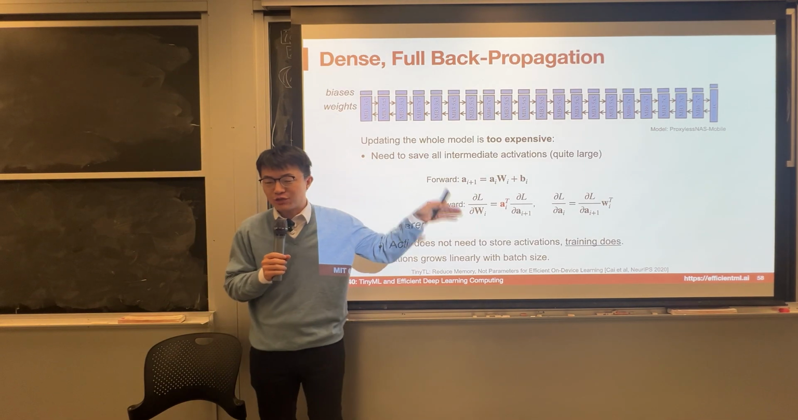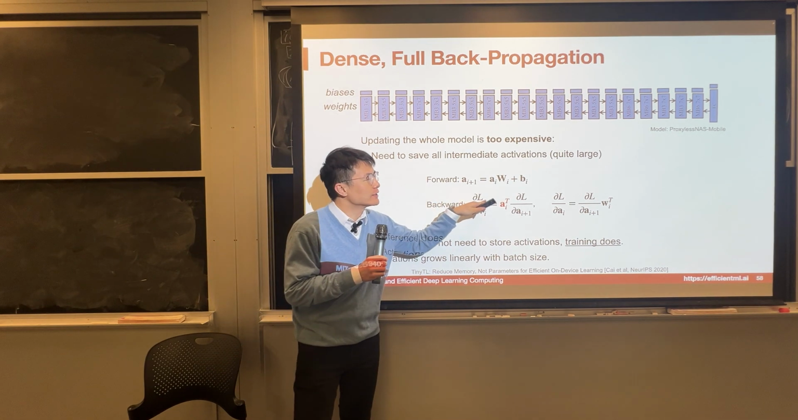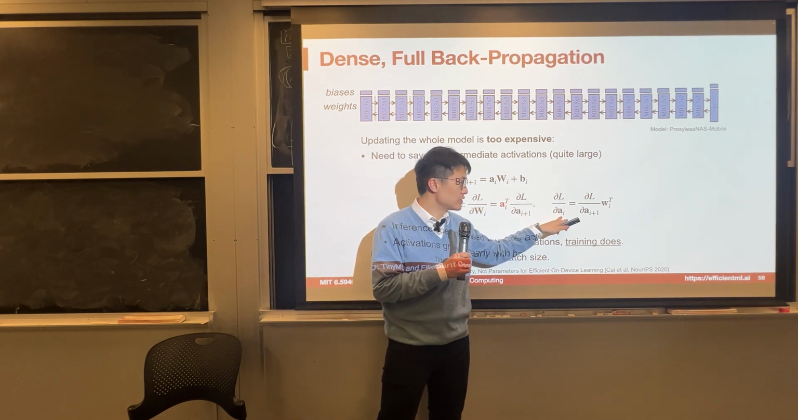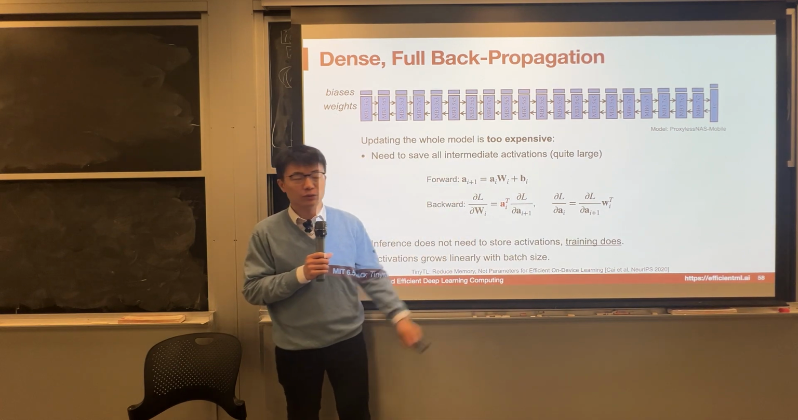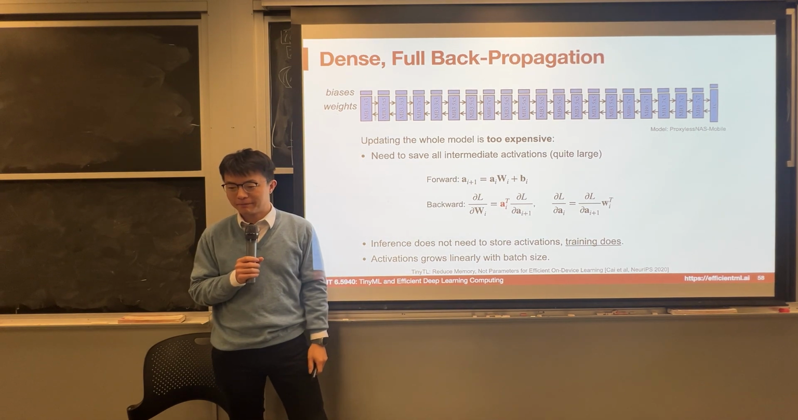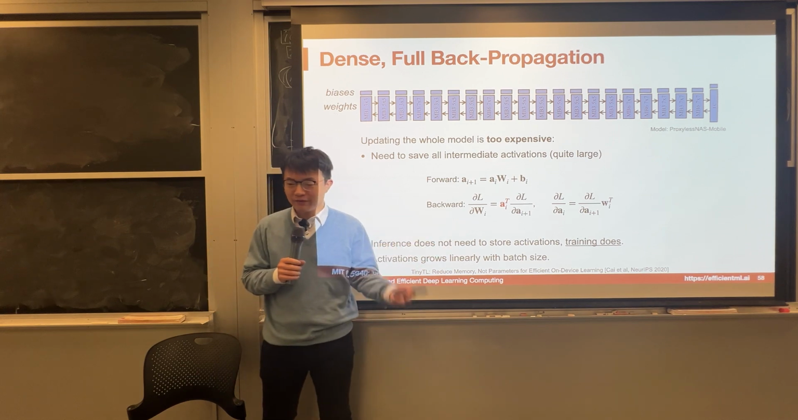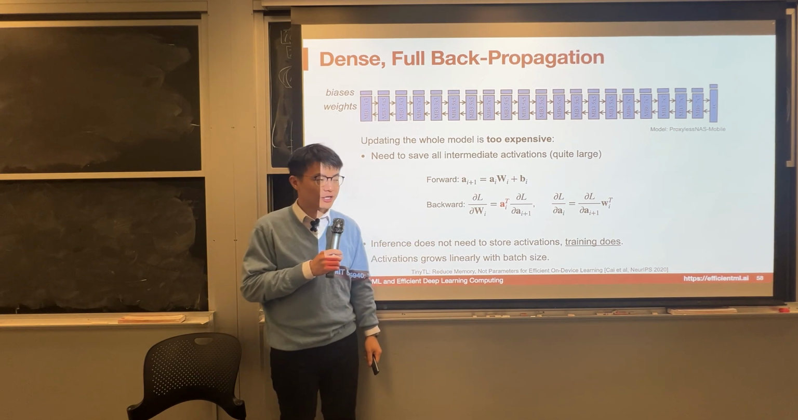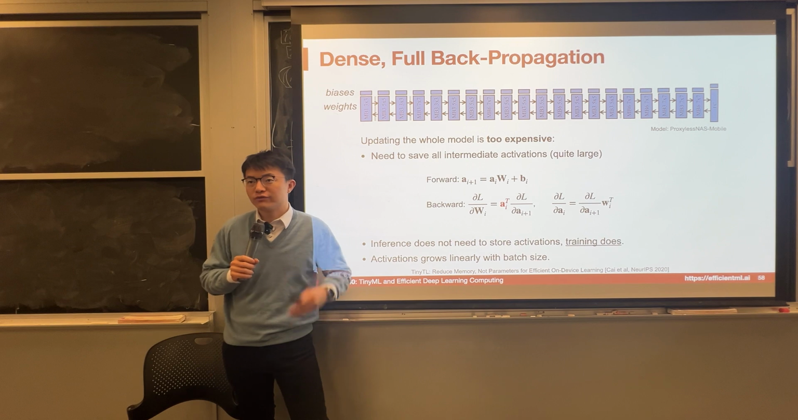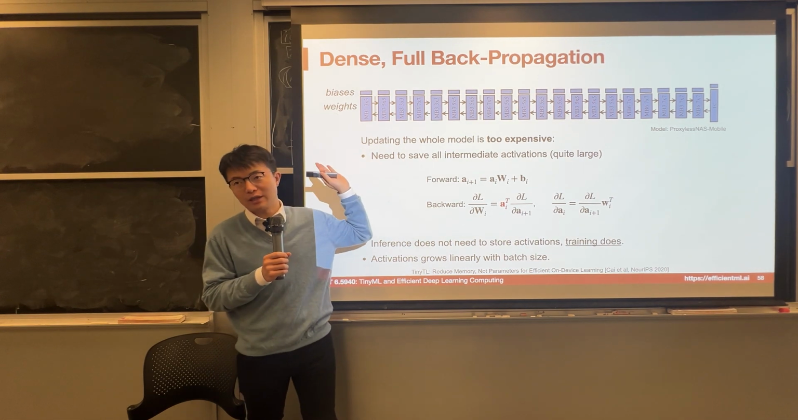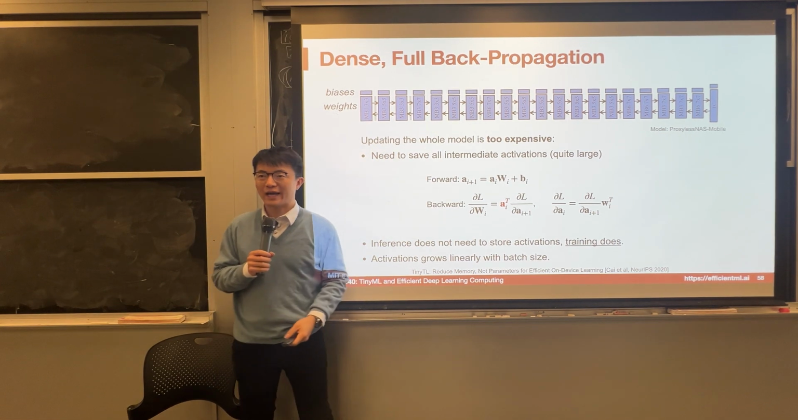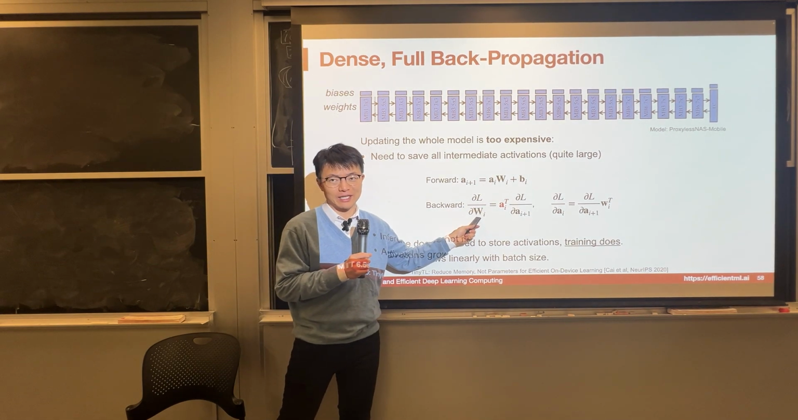Let's talk about sparse backpropagation. So previously we talked about this dense backpropagation, where in order to calculate the gradient of the weight, we need to store all the activations. In order to calculate the gradient of the activation, we need to store the weight. So we need to store a lot of activations if we need to backpropagate all the way to the beginning layer. So inference does not need to store those activations because you can throw them away after the next layer, but training does. And the activation grows linearly with the batch size. So if we can prune some of the layers, we can actually save the computation, and not only the computation, but also the memory, not having to store those activations if we don't need to calculate the gradient of that layer's weight.